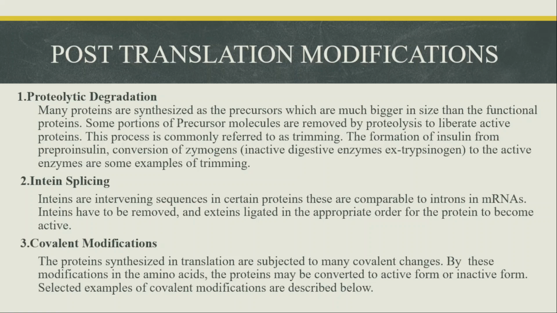And the last one includes the covalent modifications, which we will be studying vastly. The proteins synthesized in translation are subjected to many covalent changes. By these modifications in the amino acids, the proteins may be converted to active form or inactive form. Selected examples for covalent modifications are methylation, phosphorylation, glycosylation, ubiquitination, N-acylation, and proteolysis, etc.